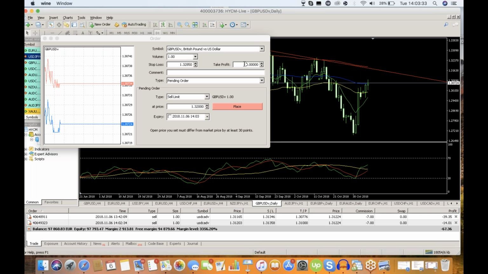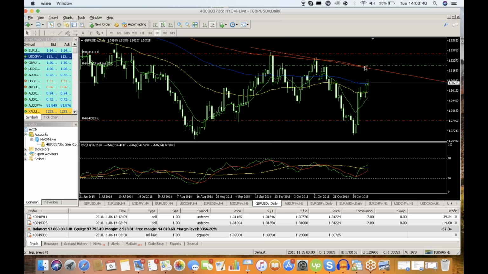And it's always good practice to put this take profit as well, 1.28, just in case you get a big movement in price. And there you have all your orders entered.